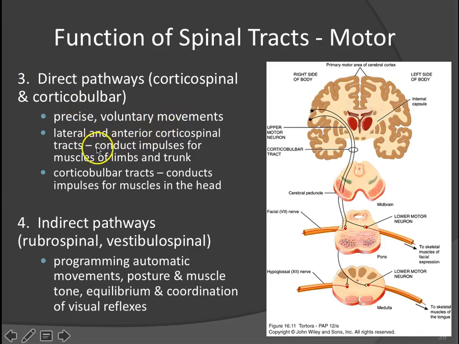Okay. So you'll see that you have different subtracts. You don't necessarily need to worry about these, but you can see it's split up, and these lateral and anterior corticospinal tracts will send information about limbs and trunk, and then what's called the corticobulbar tract will conduct impulses for muscles in the head. Right. Indirect pathways are now not so much precise voluntary movements, but more automatic movements, things you don't think about: posture, muscle tone, equilibrium, the coordination of your visual reflexes. So you see something, can you catch a ball if it's thrown at you? Right? Things like that.